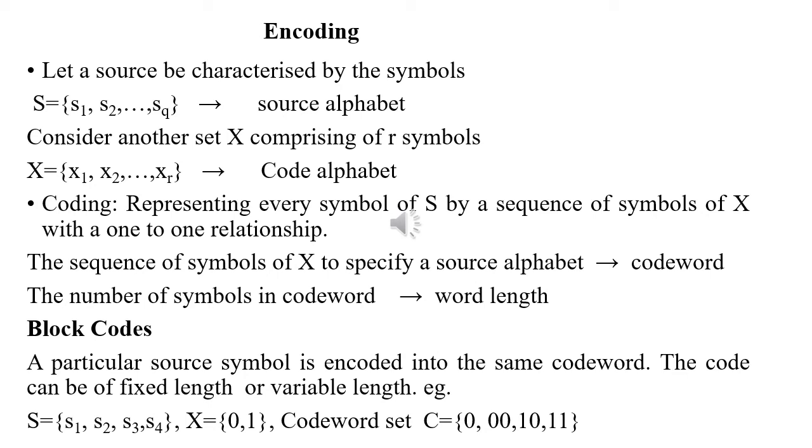Next, we will see the definition of block codes. A particular source symbol is encoded into the same code word. The code can be of fixed length or variable length. For example, consider the source with the four symbols S1, S2, S3, S4 and the code alphabet consisting of only 0 and 1. Then the code word set can be given by 00, 01, 10, 11 corresponding to all the four symbols in the source alphabet.